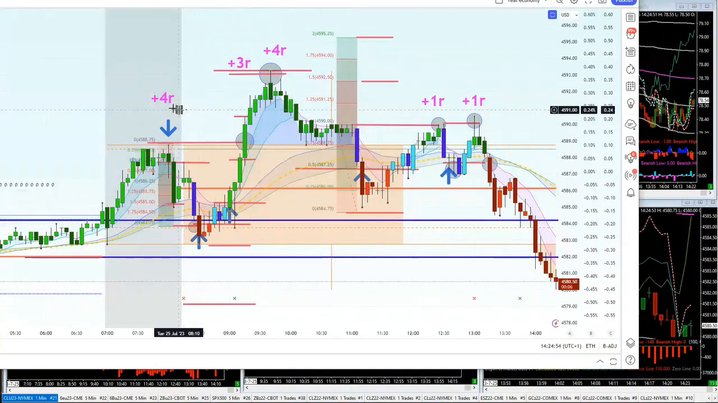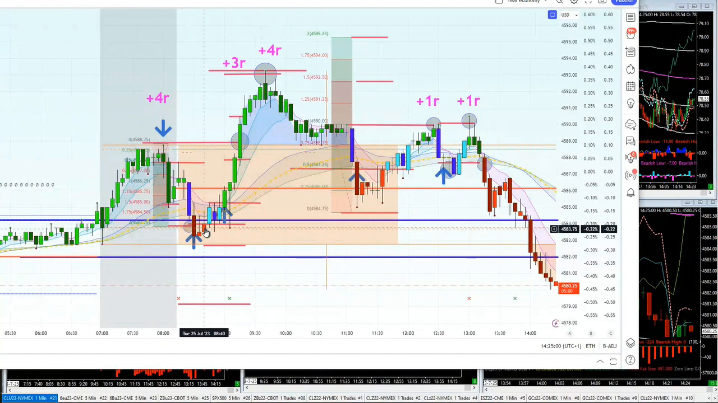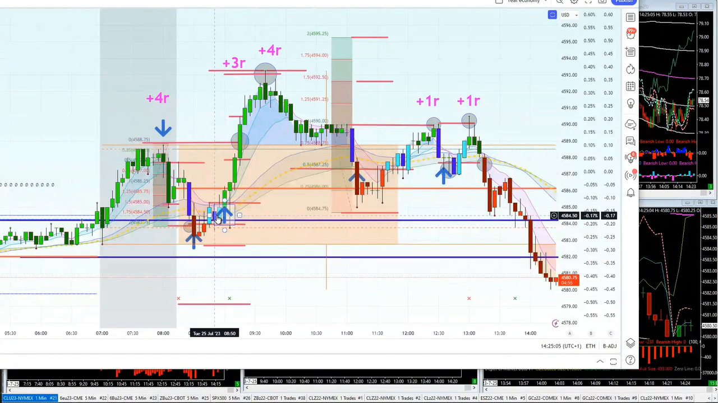So in other words, we've picked up 4R on the structural gap fill, and we've picked up 7R on these two buy trades here. This is at 11R, potentially 11% return on our account, 11% return on an R of just 1%.